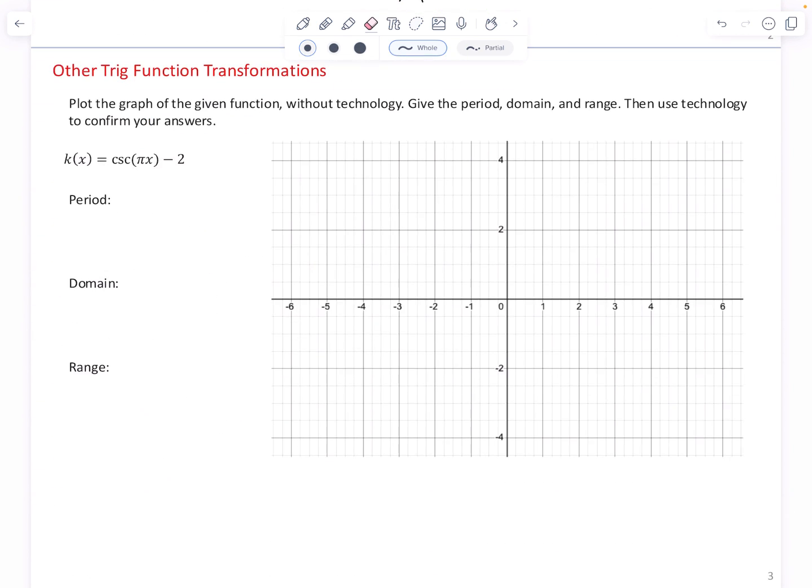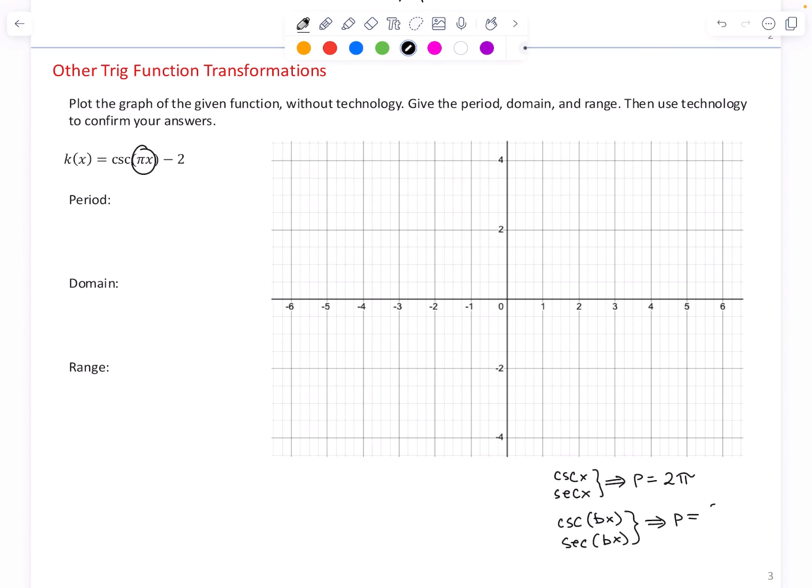This time our parent function is cosecant. Also notice I've labeled my x-axis in terms of whole numbers now, instead of multiples of pi. That's because of the effect of this pi x. Now both the cosecant and the secant graphs have periods of 2 pi. So for either of these parent functions, if you replace x with bx, the period will be the original period scaled by a factor of 1 over b.